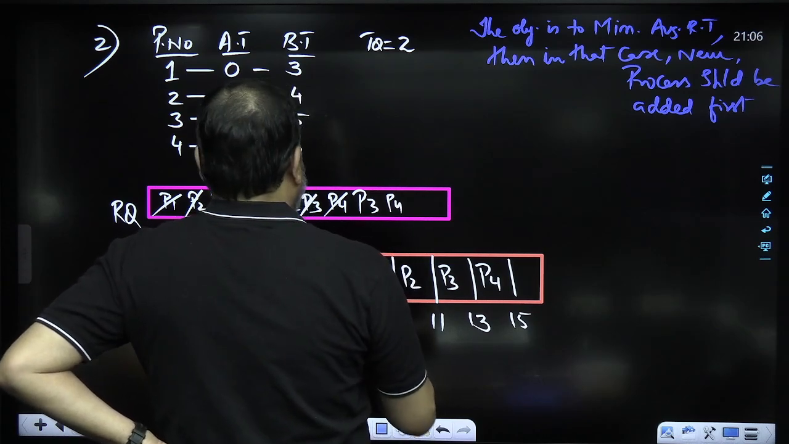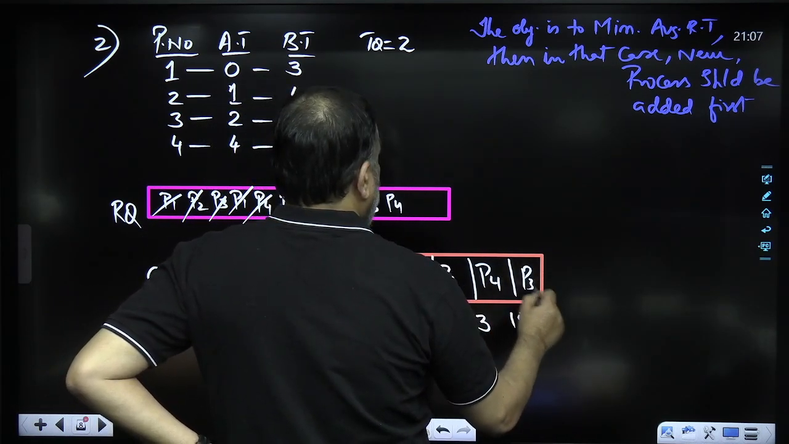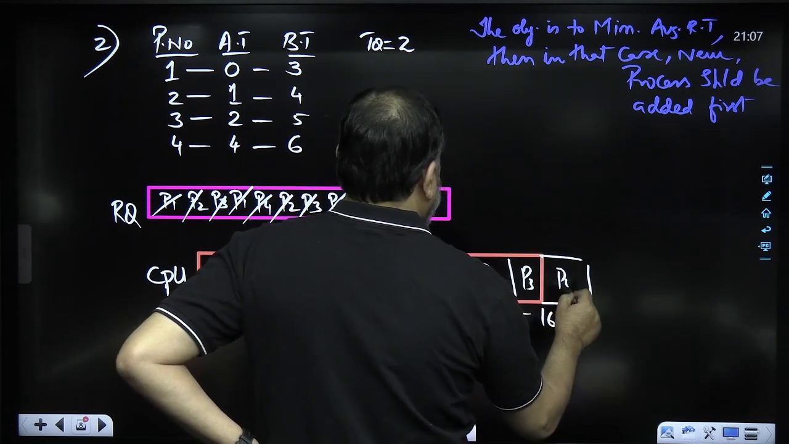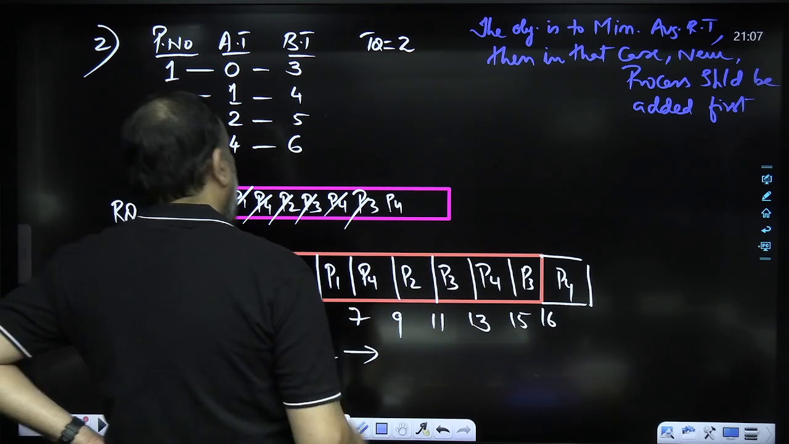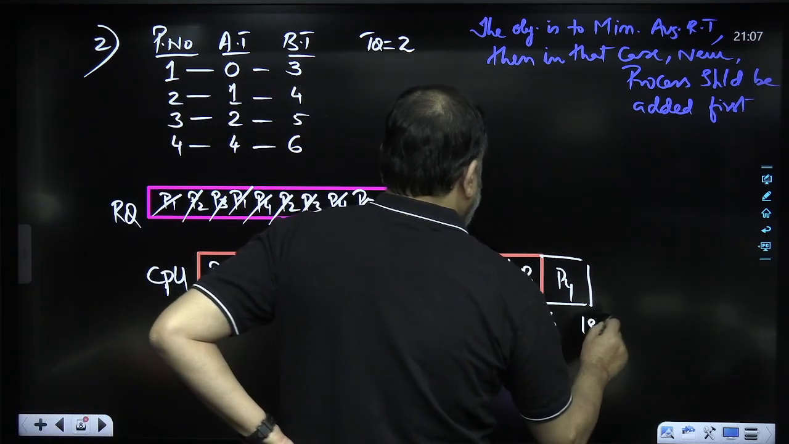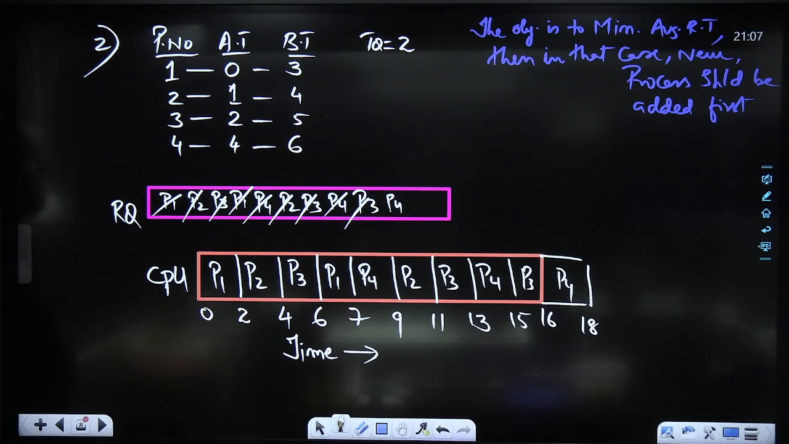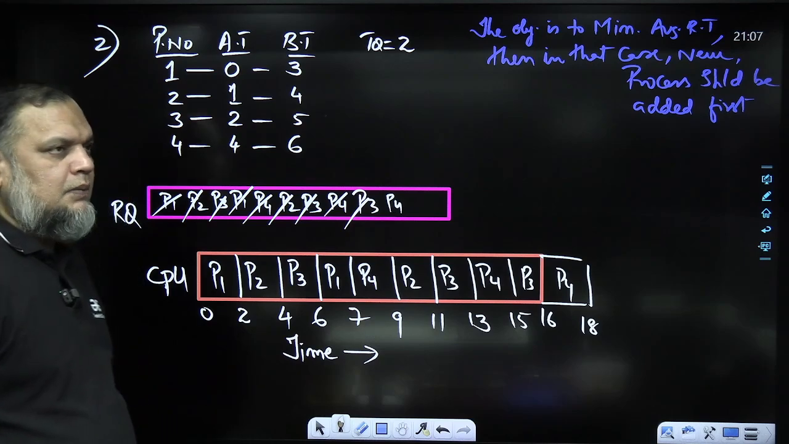Next P3 is going to run. P3 has already run for 4 units. Its balance is 1. So P3 is going to complete at time 16, followed by last P4. P4 has already run 2 bursts, 2 rounds, 2 plus 2. So its balance is 2. So it completes at time 18. So now if you want, you can calculate the average turnaround time, average waiting time, average response time.